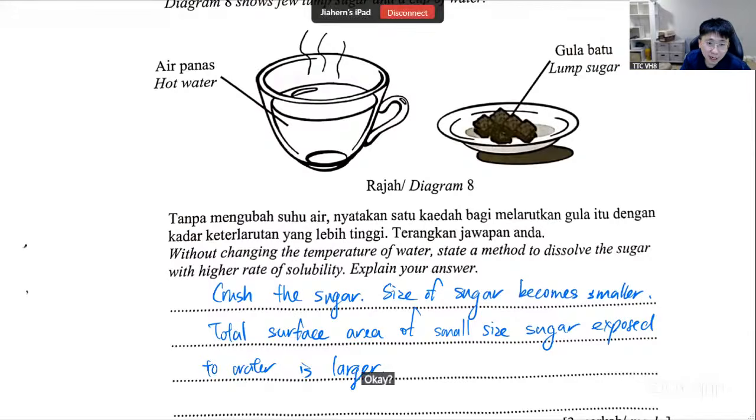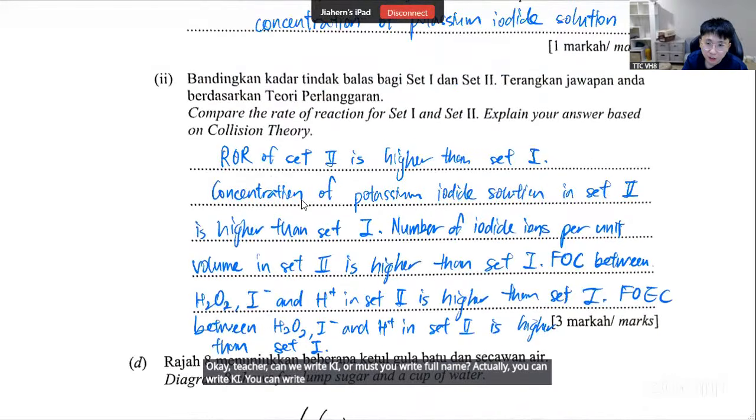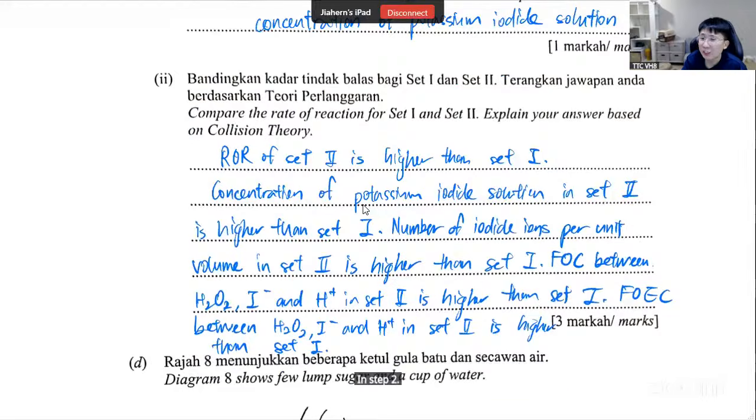Okay, teacher, can we write KI or must we write the full name? Actually, you can write KI. You can write concentration of KI in set 2. But guys, as I said, don't be lazy. Don't be lazy.